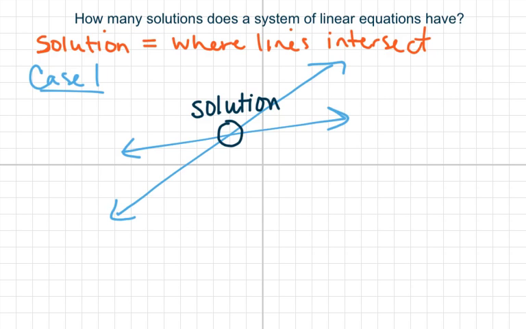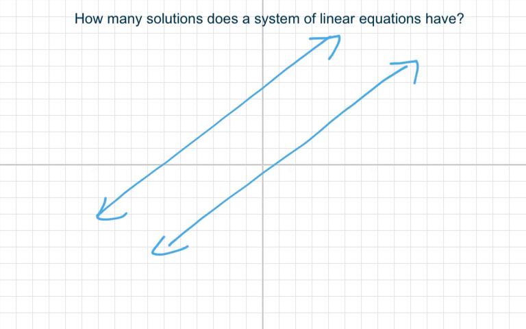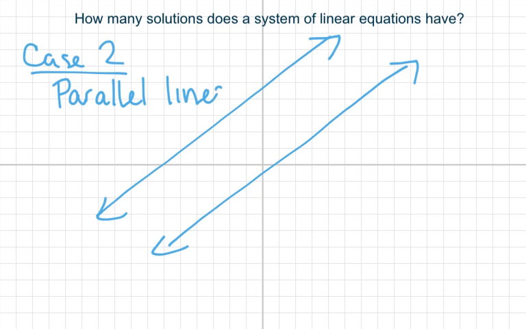A second case is where you have two lines that never touch. So if you have two lines that never touch, there won't be a solution. And we call these kinds of lines that never touch parallel lines. So there is no solution if this is the case.